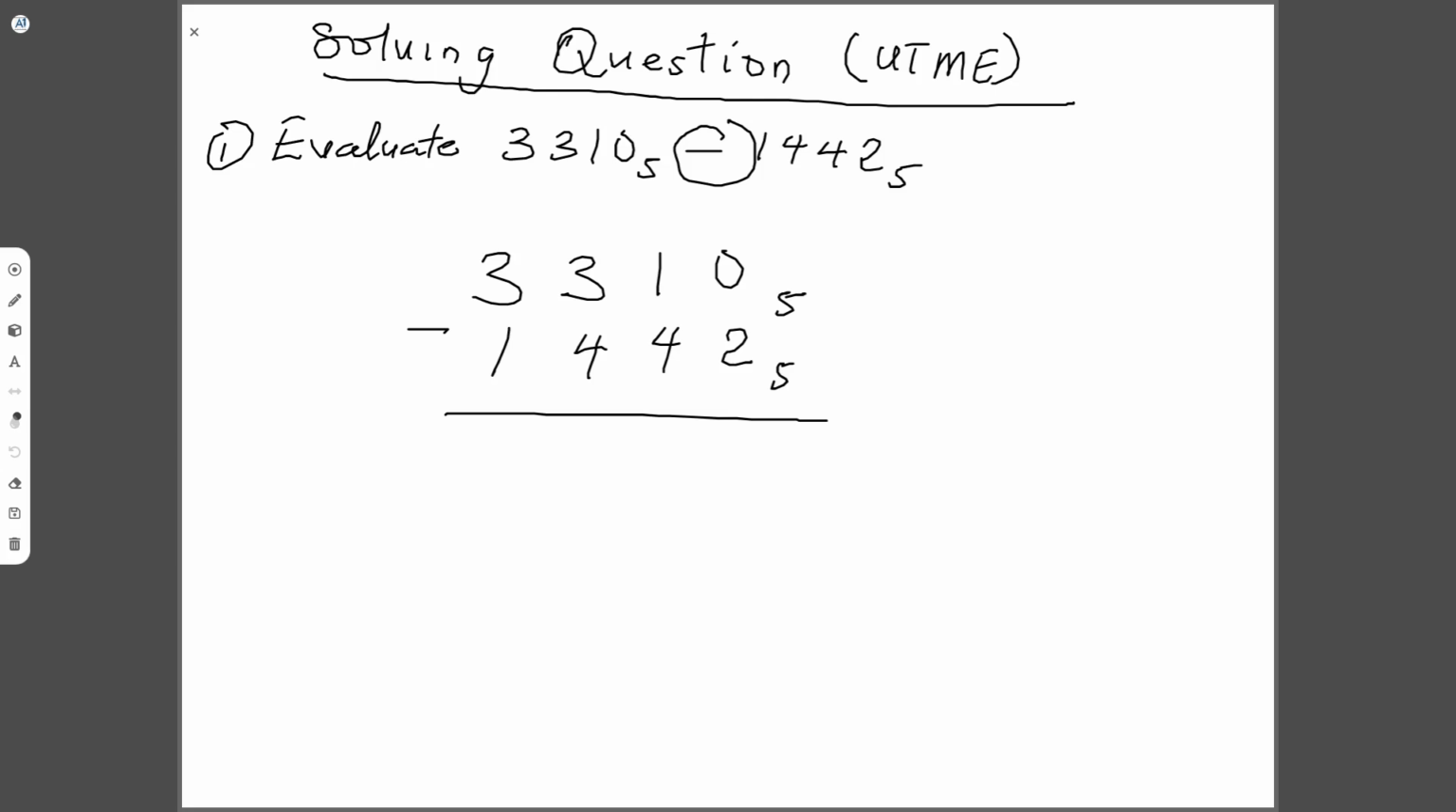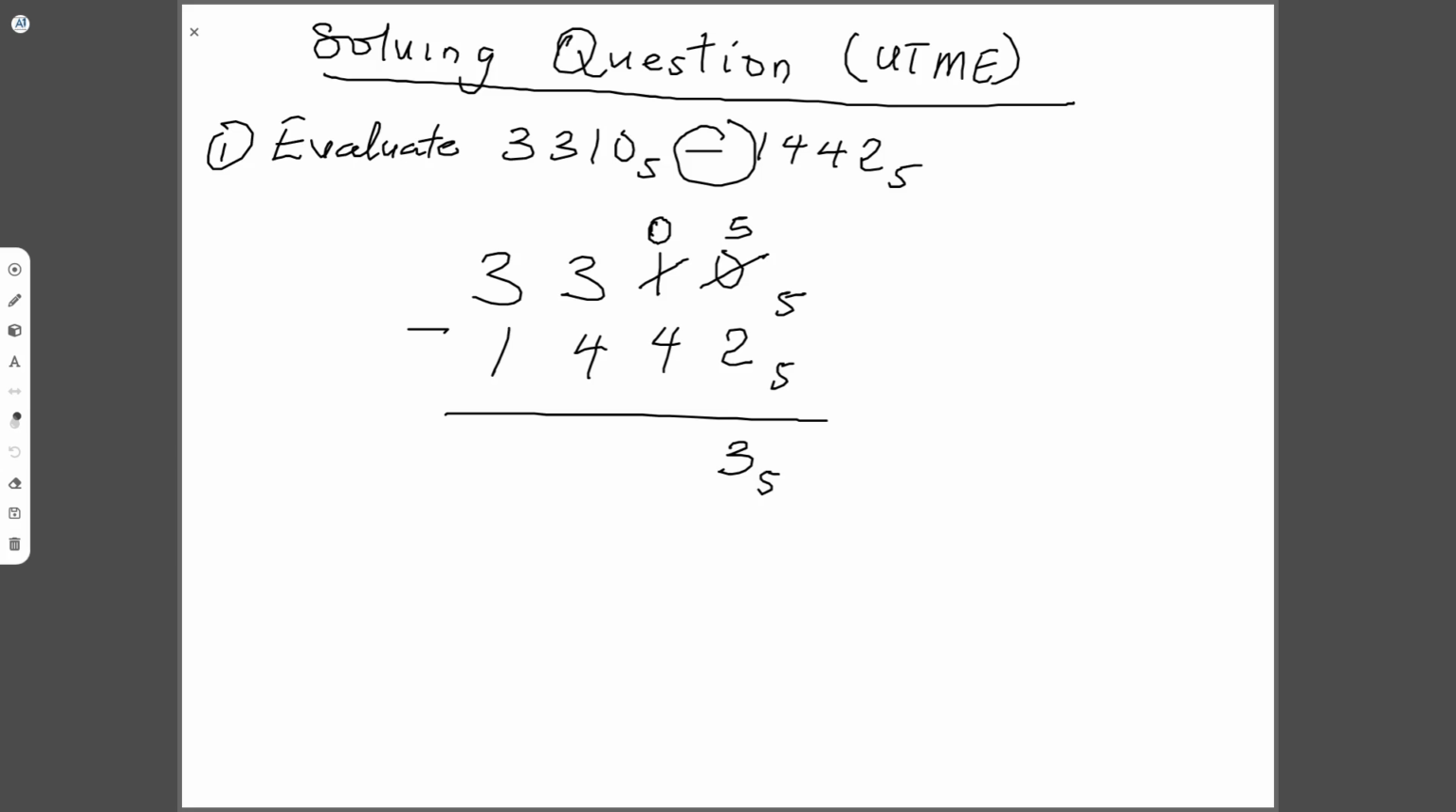We have to take 2 away from 0, and that is not possible. 0 is lesser than 2. So we have to take from this place, borrow a value, and what we are borrowing is 5. If I borrow a value from here, this will be left as 0, and this becomes 5. Then we have 5. We are taking away 2 from 5. The answer will be 3 base 5.